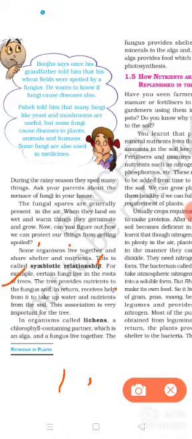So in this way they depend on each other, and the organisms depend on each other for getting nutrition and shelter. Such a relationship is known as a symbiotic relationship. This association is very important for the tree.